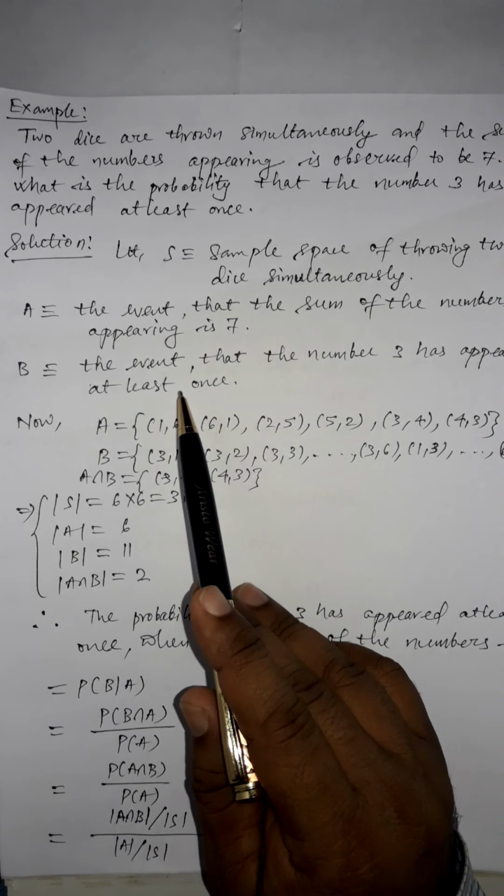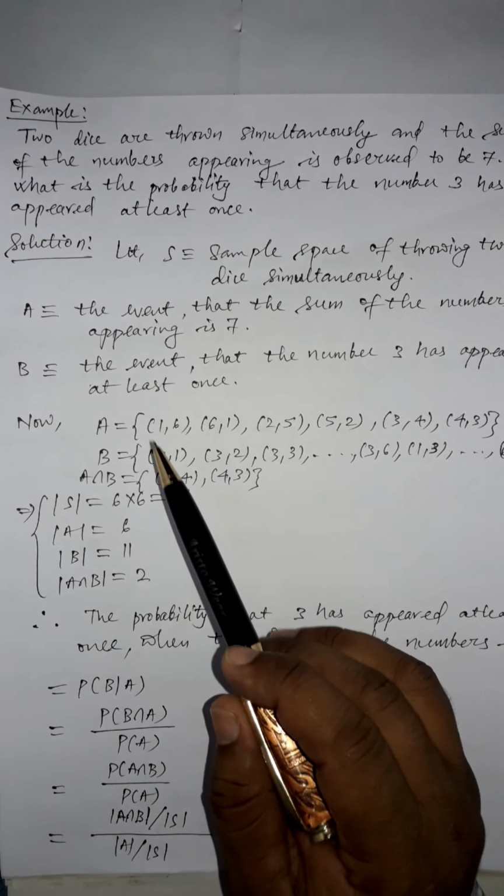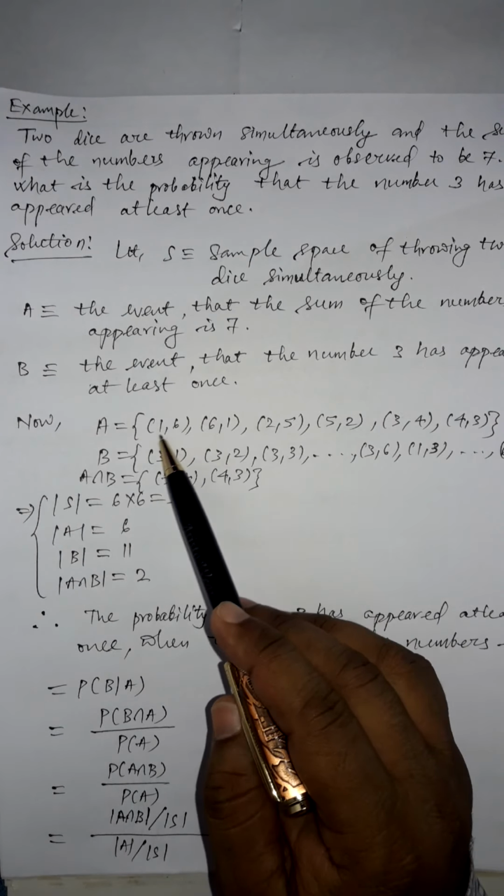Before that, let's find out the number of elements in each set. The event A contains only those pairs of numbers out of 1 to 6 on the dice such that the sum of the two numbers is 7. So this will be 1 6, 6 1, 2 5, 5 2, 3 4 and 4 3. How many elements? 1 2 3 4 5 6. There are 6 such pairs in this event.